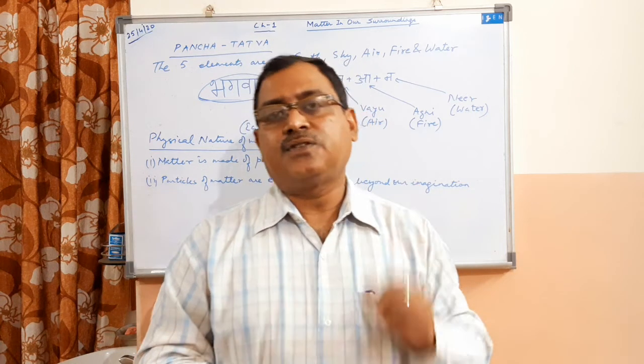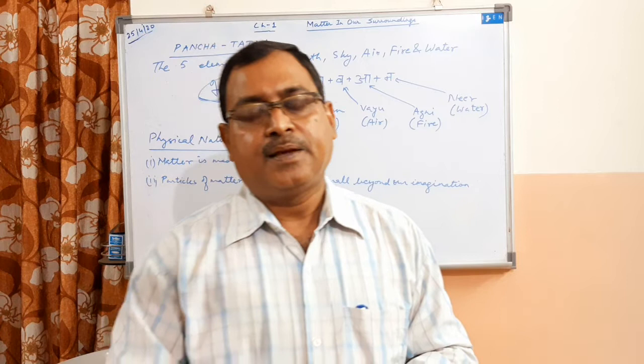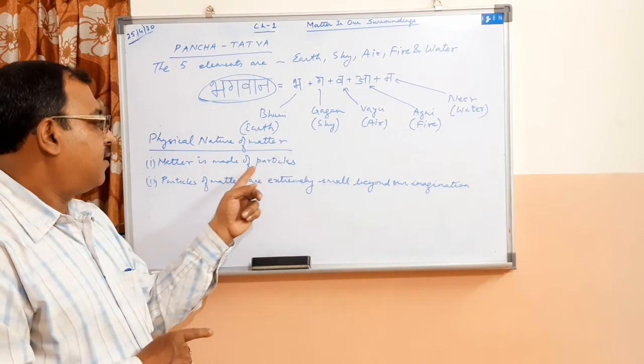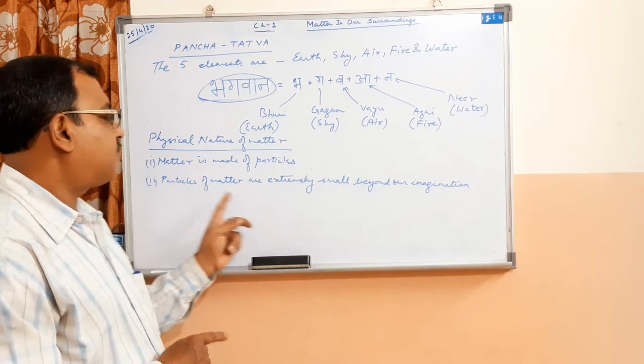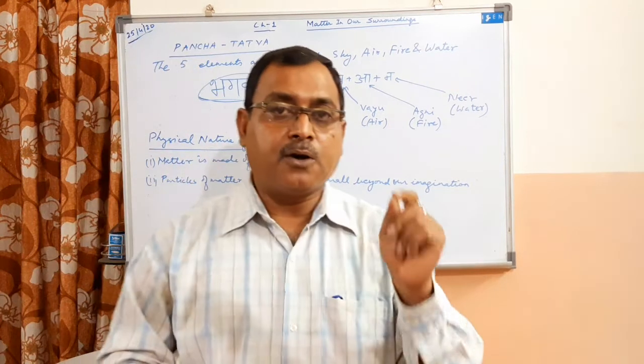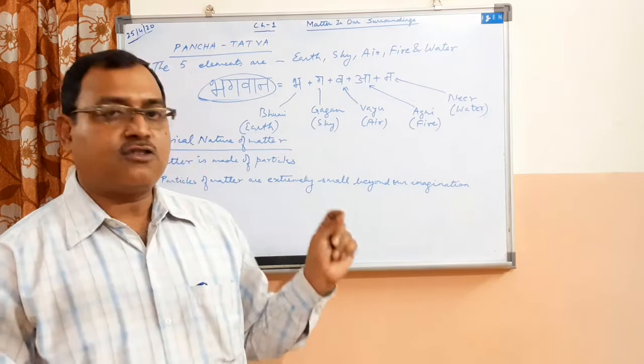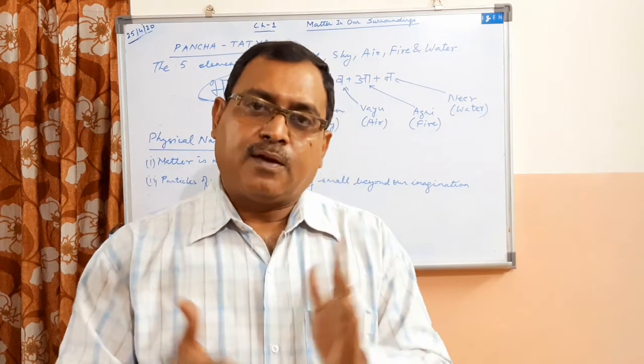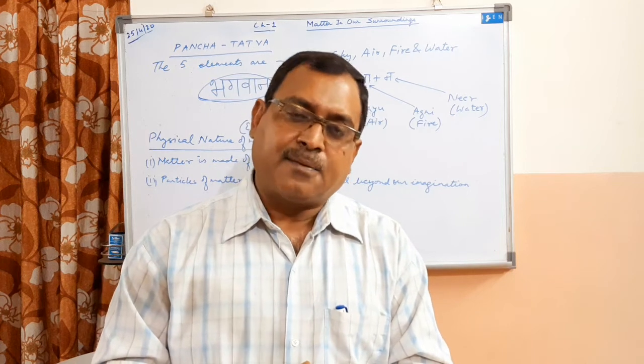So this is the first physical nature of matter. Remember, 2 points are there. Matter is made of particles, and particles of matter are extremely small, beyond our imagination. Okay? So we'll continue in our next class. Thank you.